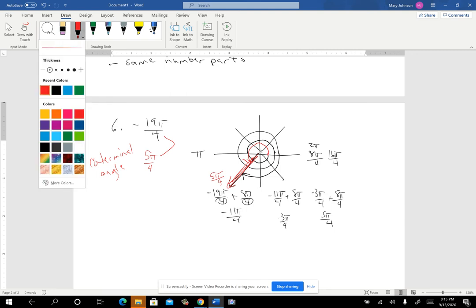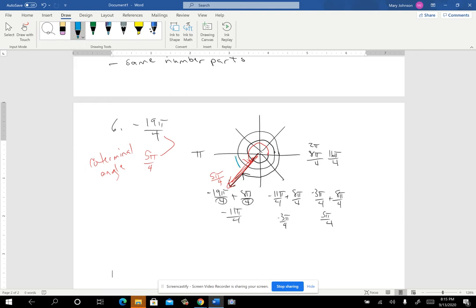All right, now let me change to blue. The reference angle would be this guy. It would be the amount of rotation between the x-axis and the terminal side of your angle. So the reference angle would be pi over 4. Okay, so the reference angle and the original angle do not have the same exact trig function values. They have the same number part though, and then you'll just need to put a negative sometimes, depending upon whether your sine, cosine, or tangent is negative when you're in this quadrant.